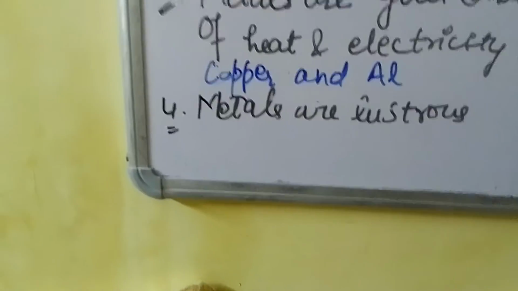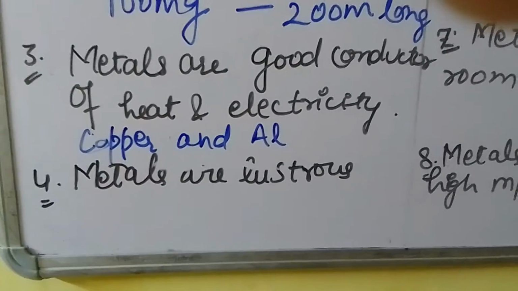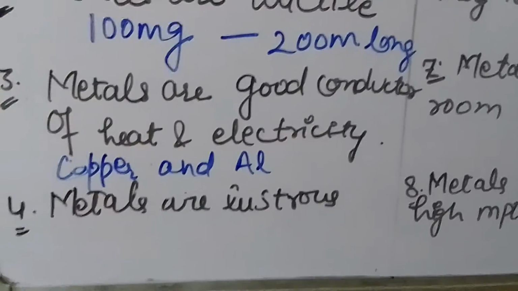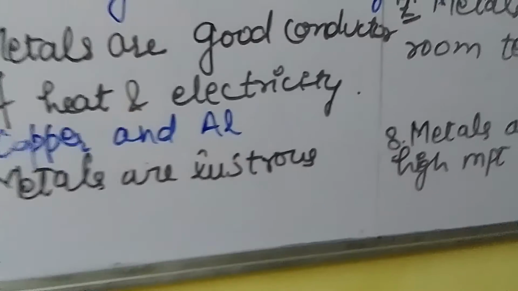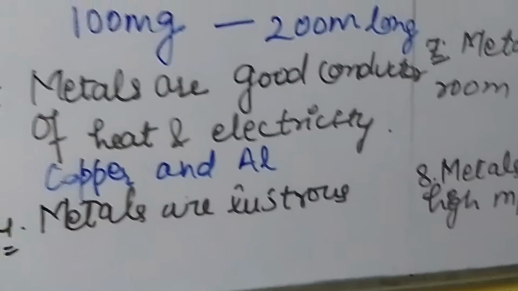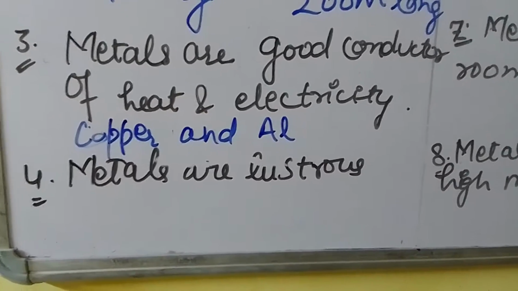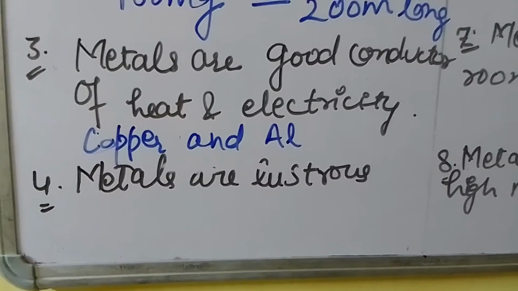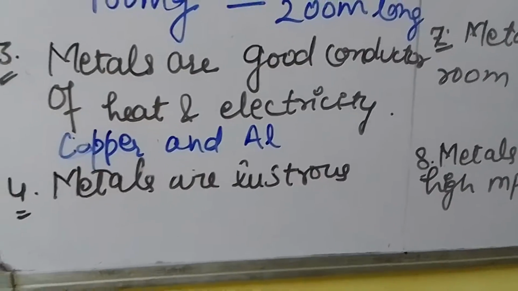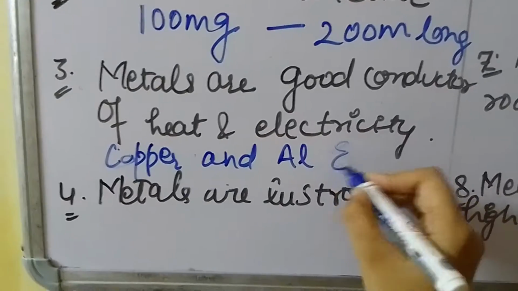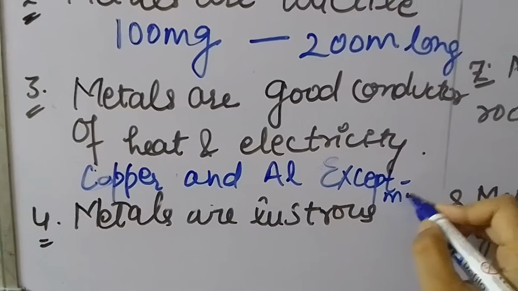Mercury has a greater resistance to the flow of current because mercury is a liquid at room temperature. That's why it is able to resist the current, and it has low electrical conductivity. So it is not a good conductor of electricity. The exception is mercury.